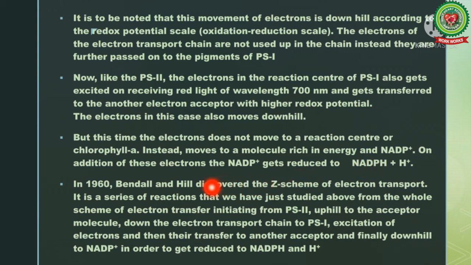In 1960, Bendall and Hill discovered the Z scheme of electron transport. It is a series of reactions that we have just studied above from the whole scheme of electron transport, initiating from photosystem 2 uphill to the acceptor molecule, down the electron transport chain to photosystem 1, excitation of electrons, and then their transfer to another acceptor, and finally downhill to NADP in order to get reduced to NADPH and hydrogen ion.